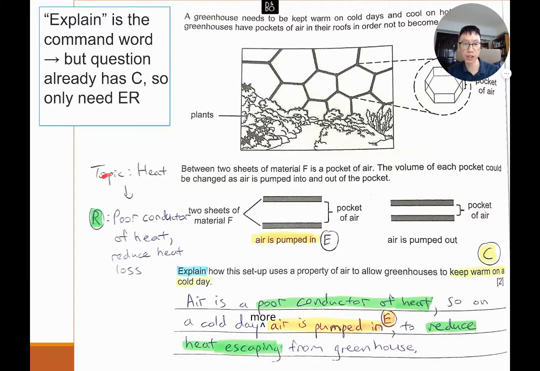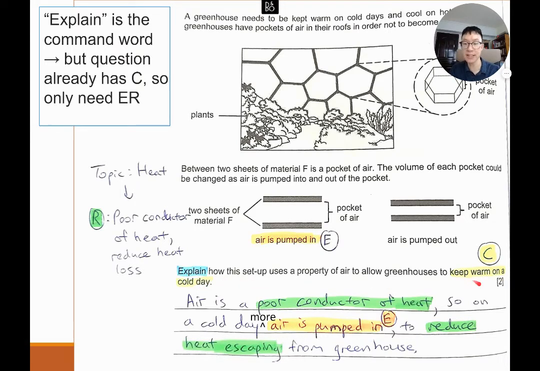This question is on the topic of heat, and two science concepts are tested: the concept of conductors of heat and the concept of heat loss. Okay, so the command word that's highlighted here is explain. But in this question, the claim is already in the question. Explain how this setup uses a property of air to keep greenhouses warm on a cold day.